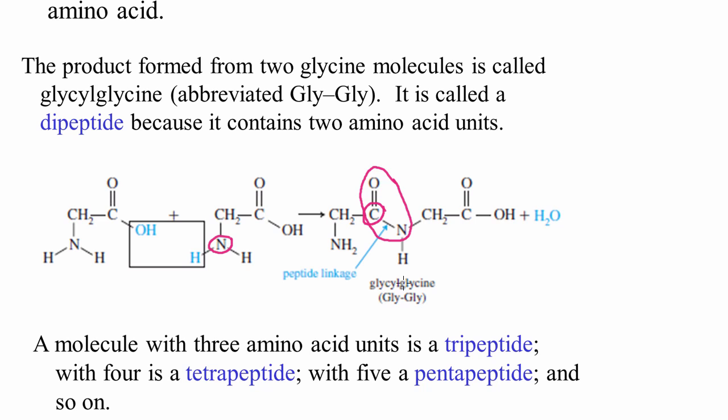In this case, we would write the sequence of this dipeptide using the three-letter abbreviation GLY, a hyphen, and GLY. Sometimes they won't use a hyphen, they would just write it like so, GLY GLY, and that's to show that the two amino acids are linked together by a peptide bond. So this would be a dipeptide. There are two amino acids.